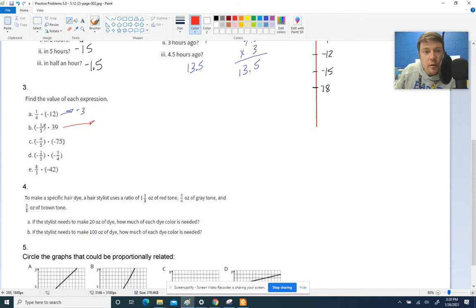A third of 39. If I break 39 into thirds, that's 39 divided by 3. You could think of it like this: 13 is my answer, but negative, because a negative times a positive is negative.